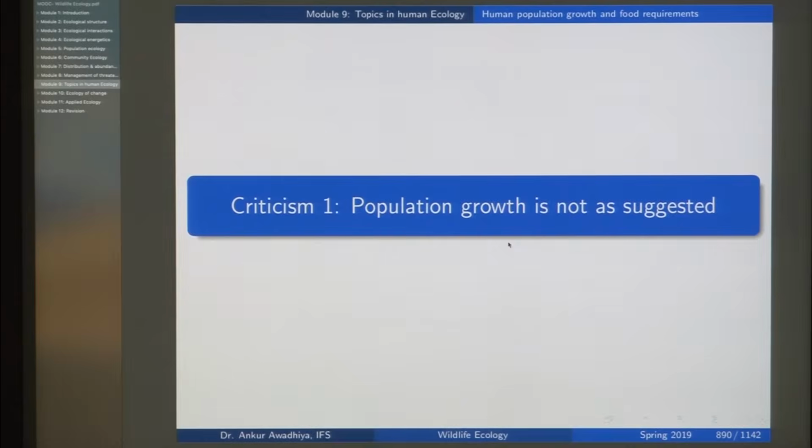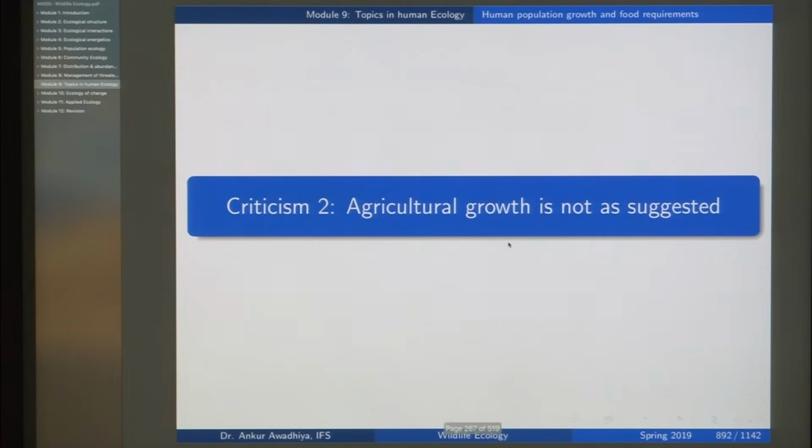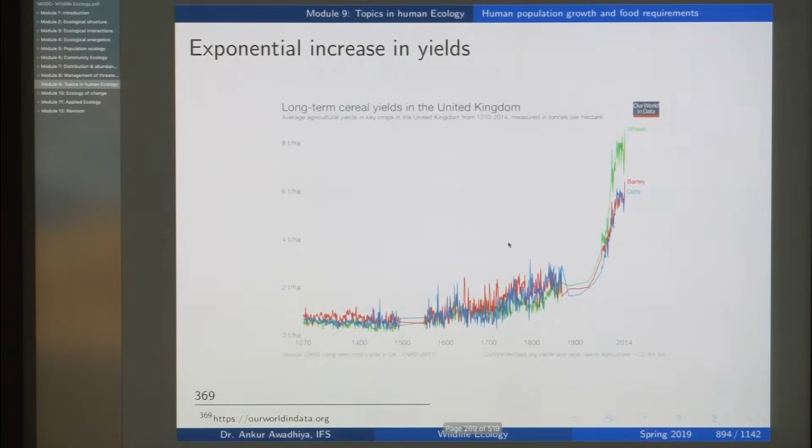But then there are a number of criticisms of Malthus. The population growth is not exactly exponential because the doubling time has been changing with time. The agricultural growth is not as suggested. In a short while you can see that the agricultural growth is showing an arithmetic increase, but you also have exponential yields if you look at the larger time spans.